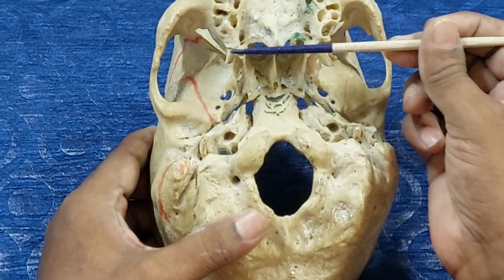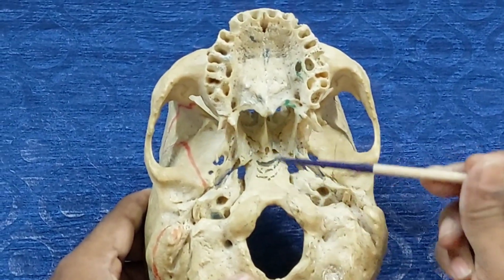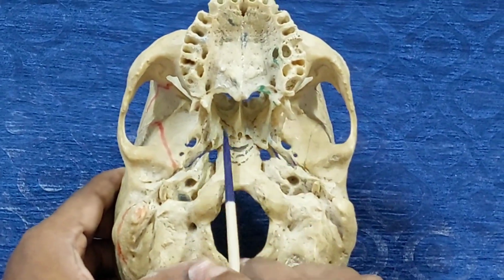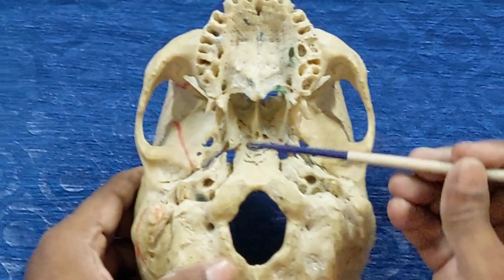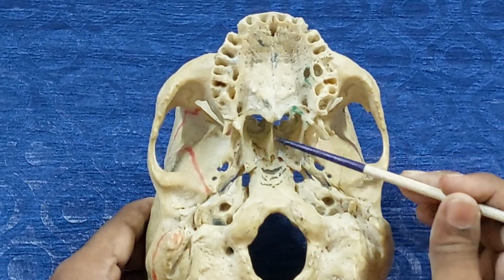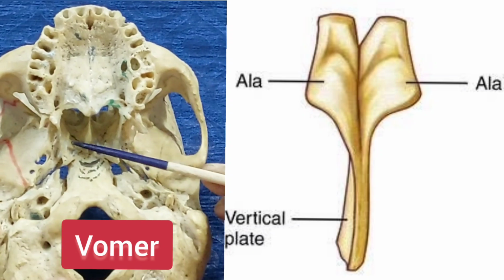Next part is the intermediate part. This is intermediate part. I will discuss first the median structures, then paramedian or lateral structures. So in the midline or the median plane, this one is the vomer. This is the posterior border of the vomer.